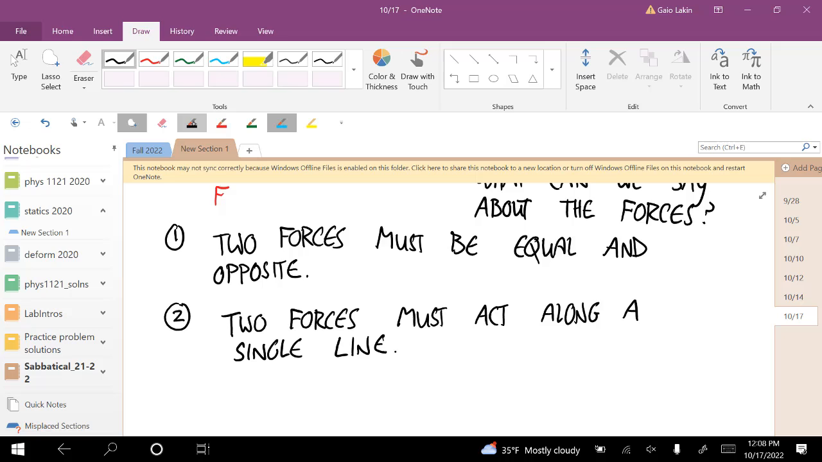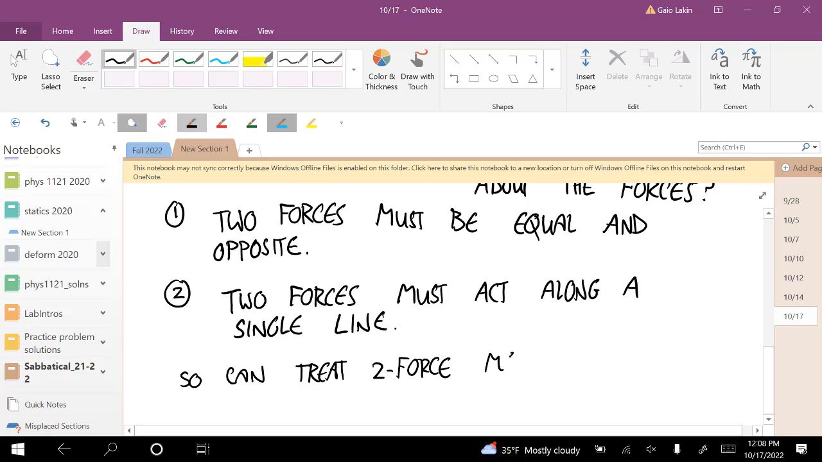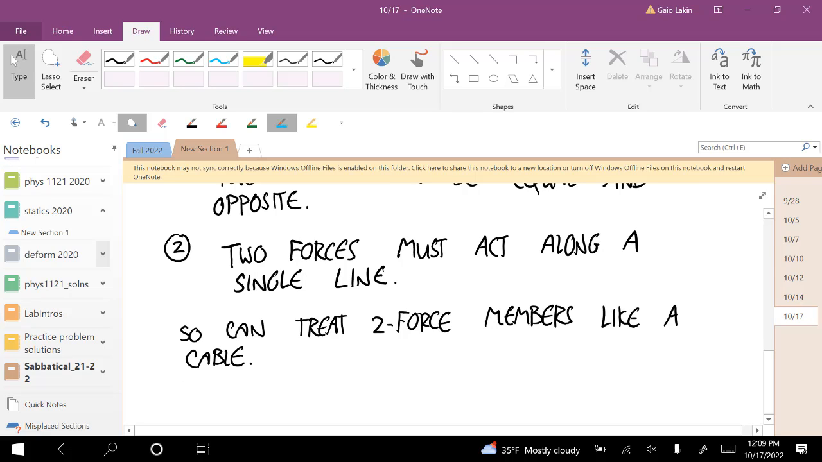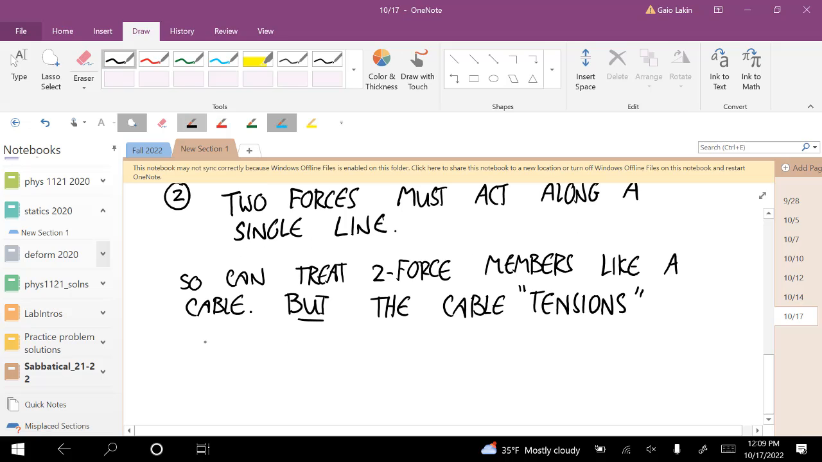And so what that means is you can treat two force members like they're in tension, like a cable. So we'll assume that they're in tension because those forces just have to be in a line, just like forces in a cable. But the cable tensions, put that in quotes because they're not really cables and it's not really tension, those cable tensions can be positive or negative.